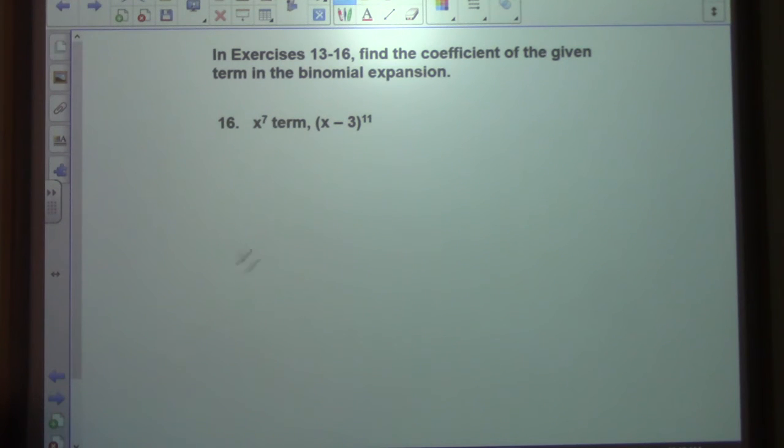So what I want to do is call on somebody to do number 16. Call on somebody to do 16.